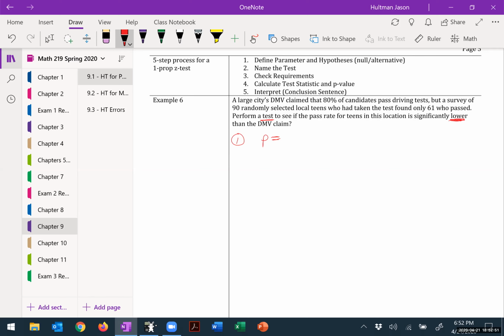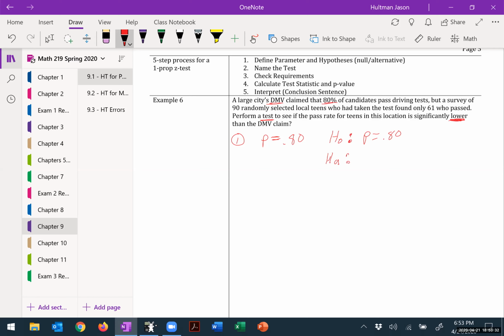Okay, so that's my claim. My claim is that 80%, right? So P equals 0.80. My population proportion is equal to 80%. That's the DMV's claim. The DMV is claiming that 80% pass. So that's my null hypothesis. My null hypothesis is that P is equal to 0.80. That's my null. That's what I'm testing against.